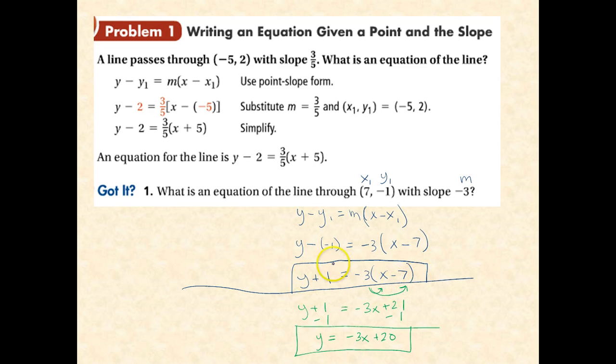And I could use either one of these to graph it. If I was going to graph with slope-intercept form, I would start at up 20 on the y-axis, and then I would go down 3 over 1, down 3 over 1. So it would be something like that. And if I was going to do it from point-slope form, I would start at the point 7, negative 1, over 7, down 1, and then I would use the slope of negative 3 to make the line go that way. So you can use either one. It's lots of fun.